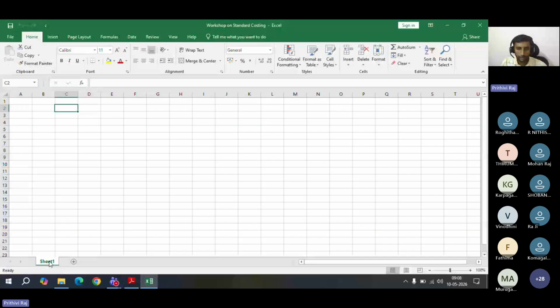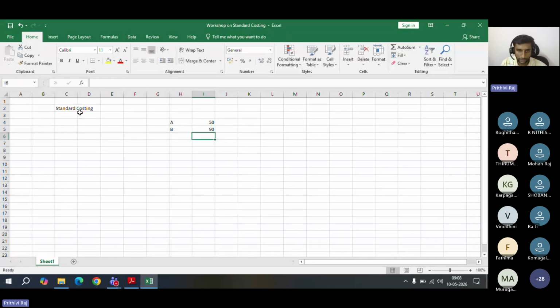Standard costing is a decision-making topic. By this topic, we are going to make decisions and compare the standards with actuals. The comparison is between standard and actual. There is no comparison between A and B. For example, if there are two students, A took 50 marks and B took 90 marks. You are not going to compare student A versus student B.